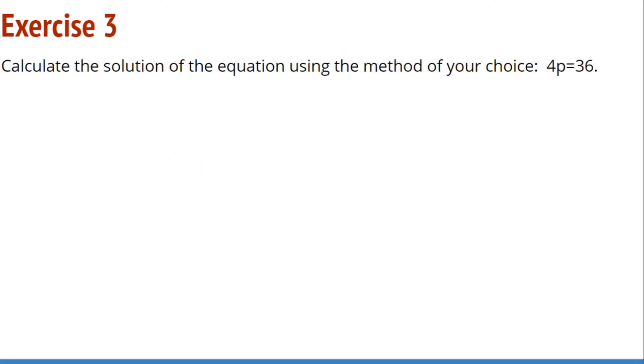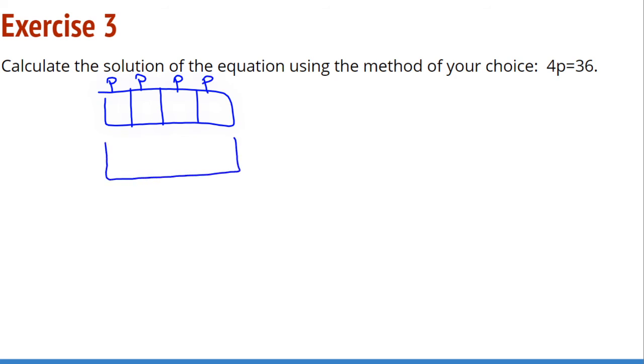All right, exercise number 3, calculate the solution of the equation using the method of your choice. Well, I'm going to do tape diagram and algebraically. So let's see here. I've got 4 of p. So each one of these is p. And I know that that is equal to 36. And looking at my tapes, I can see that my 36 will need to be divided by 4.